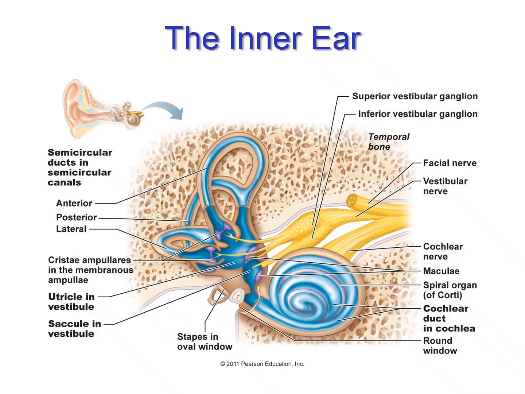The vestibule is the central egg-shaped cavity of the bony labyrinth. Suspended in its perilymph and united by a small duct are two membranous sacs called the utricle and saccule. They house receptors called the maculae that respond to the pull of gravity and changes in the position of the head.